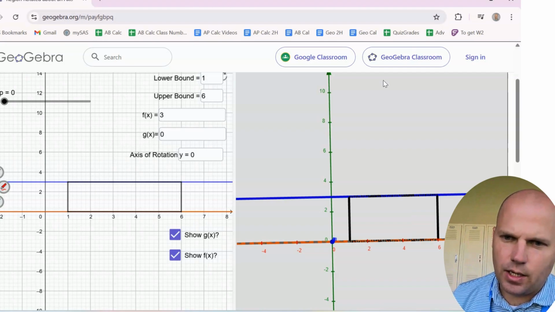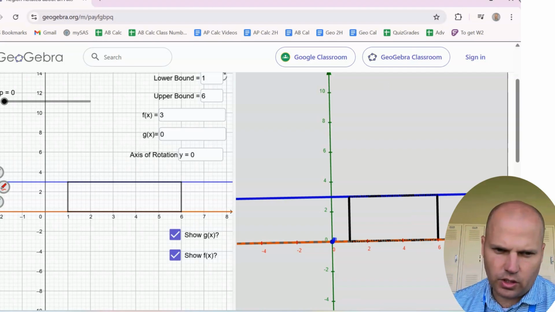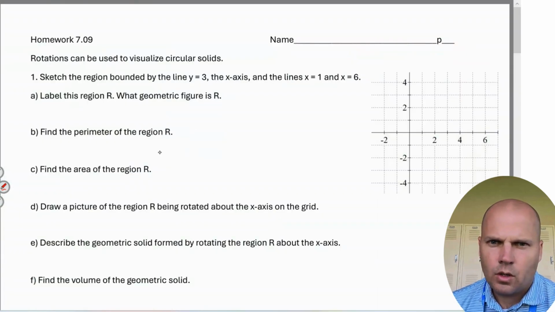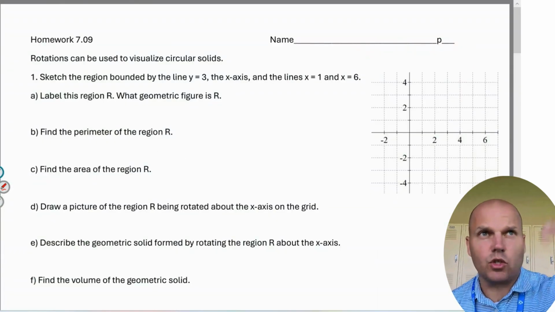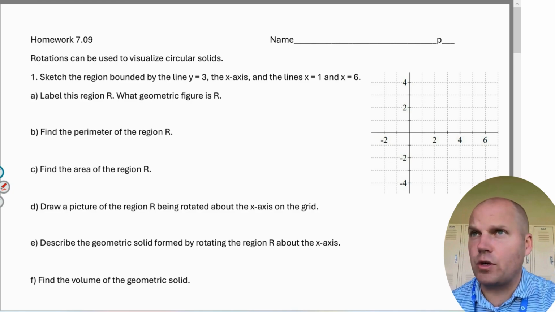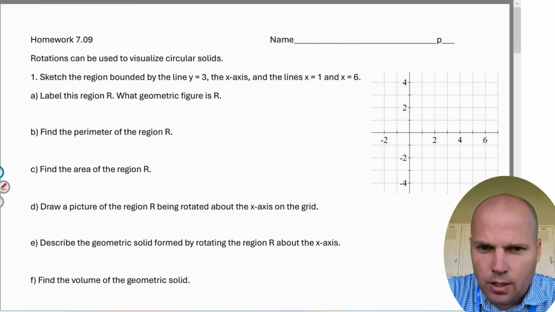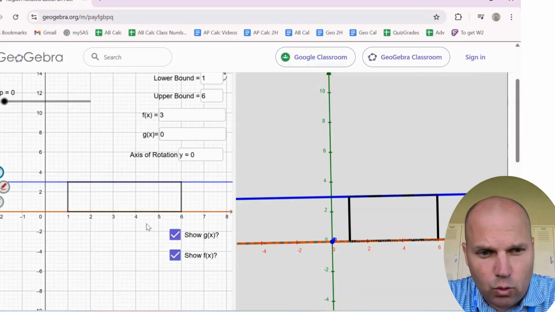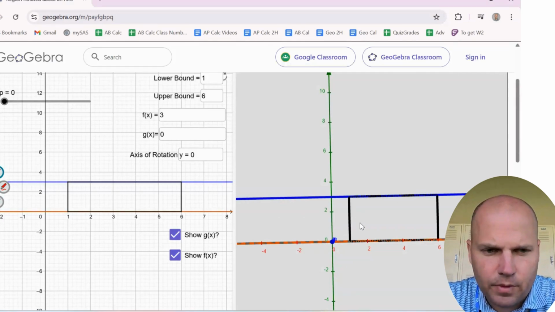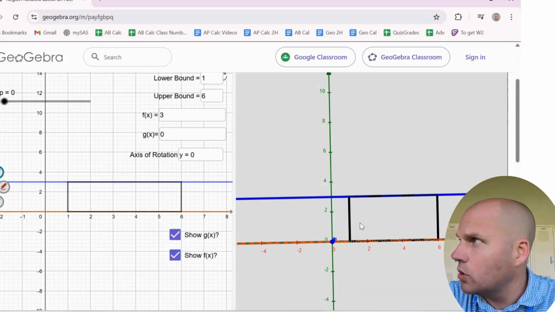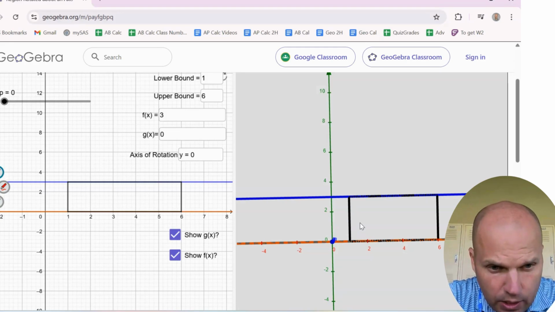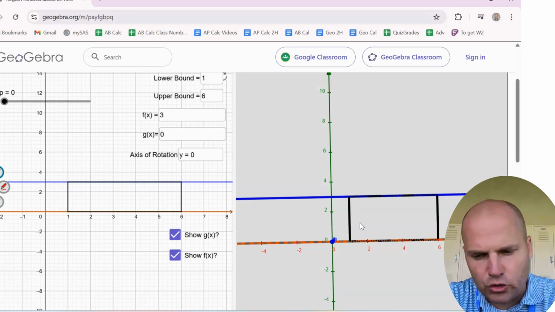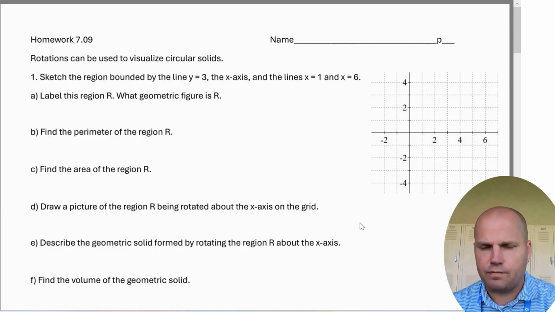Let's talk about the lesson. We are taking regions and spinning them, creating three-dimensional objects. If you can't see the objects, I found a cool program that I'm going to use to show you what the objects look like when you spin them. But the goal is for you to create the visualization yourself.